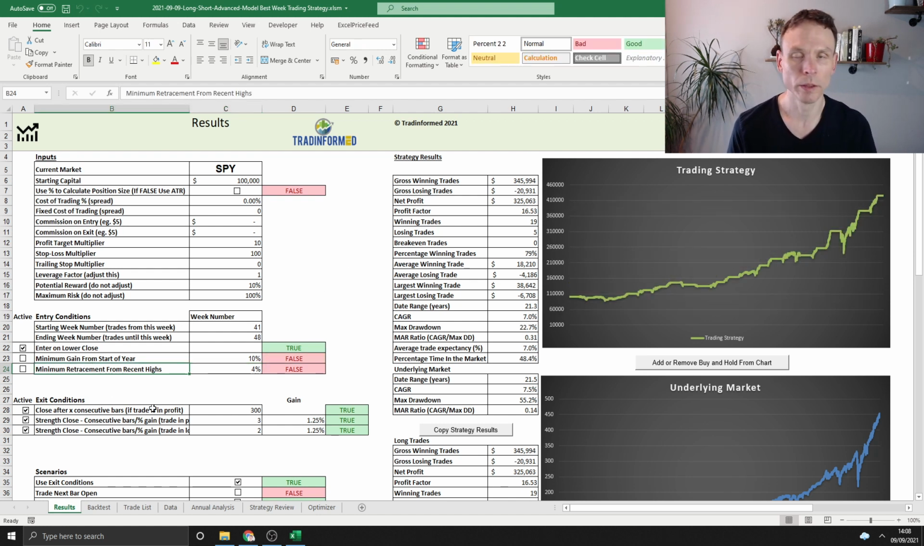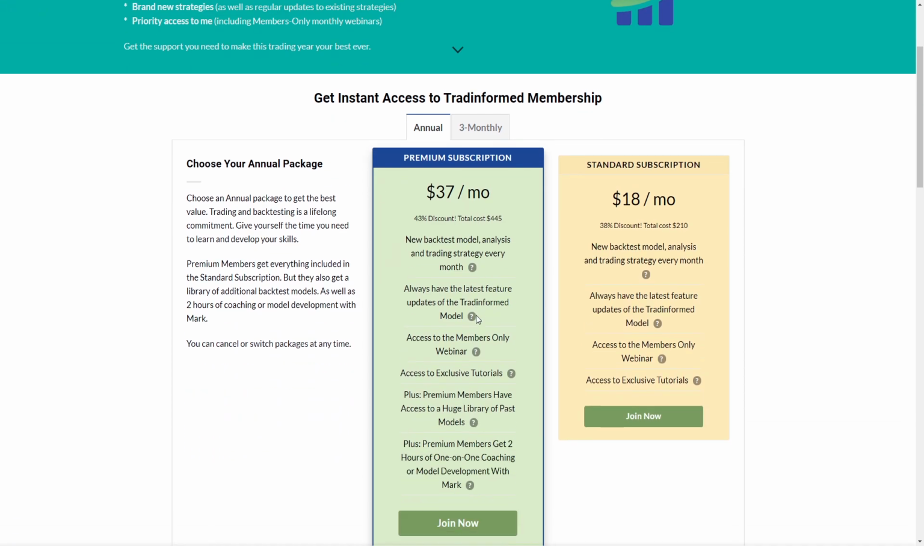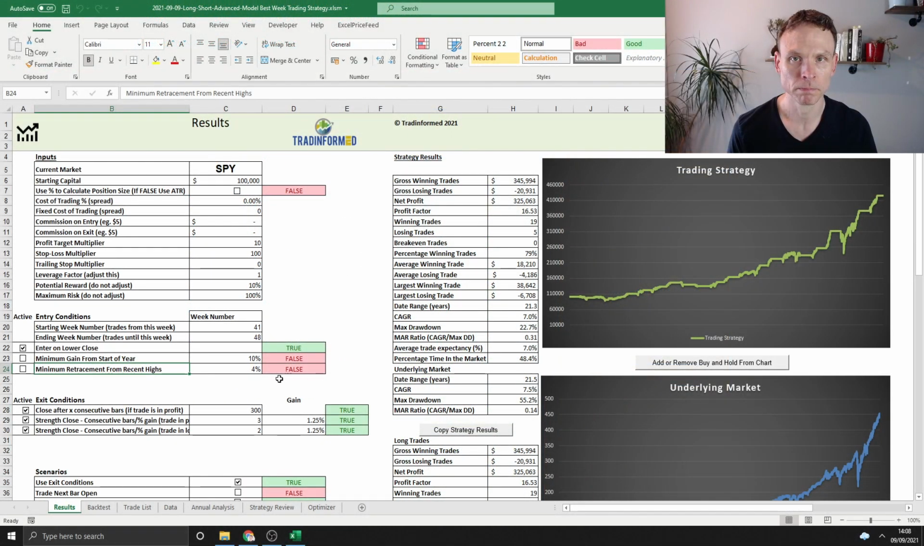Okay, the next one that I've programmed in here. Now, don't forget, this is in Excel. And if you had this model, which you can get, all you need to do is sign up as a Tradinformed member. You would be able to do all this yourself and more. So minimum retracement from recent highs. This was another thing that I was thinking of.